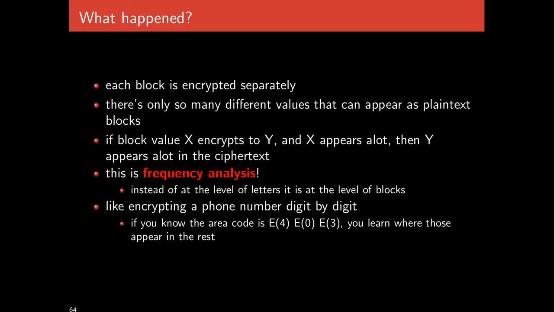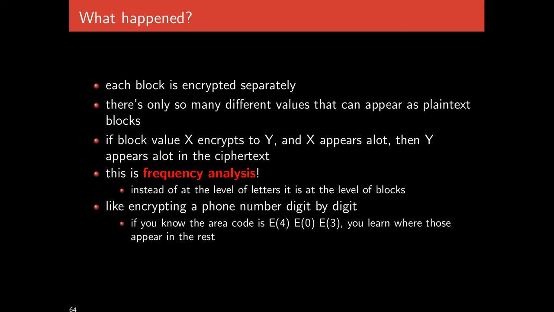So what exactly happened? Each block is encrypted separately, and there's only so many different values that can appear as plain text blocks. So if we have some block value of x encrypting to y, and x appears a lot, then we'll see y a lot in the ciphertext. And this is frequency analysis, right?